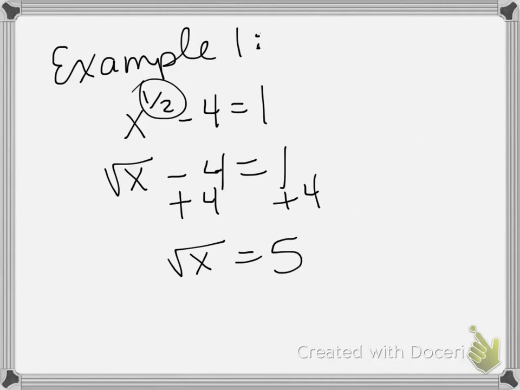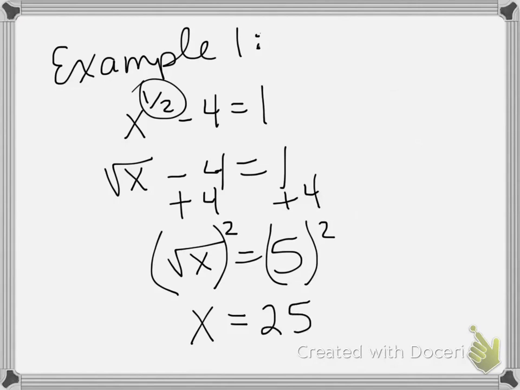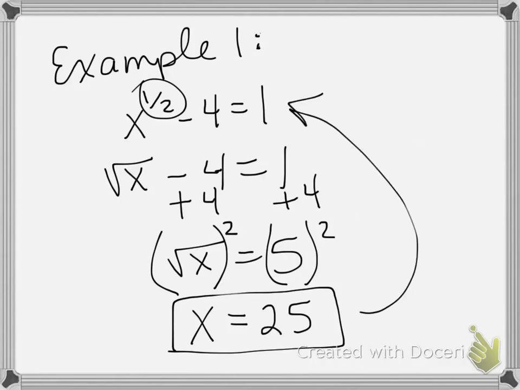And then the opposite operation of square rooting something is to square it. So I'm going to square both sides. So when you take the square root of x and you square it, it leaves you with x, and 5 squared is 25. So if I take the square root of 25 and I subtract 4, I should get 1. So my solution here is 25. That's what you do if it's a square root.